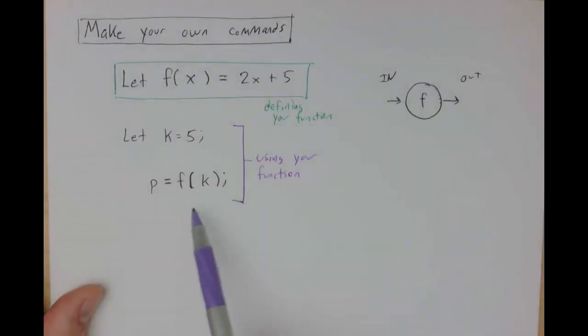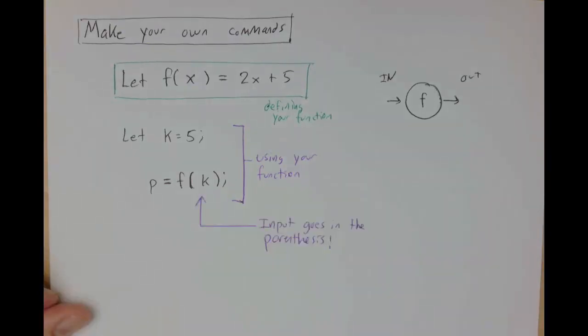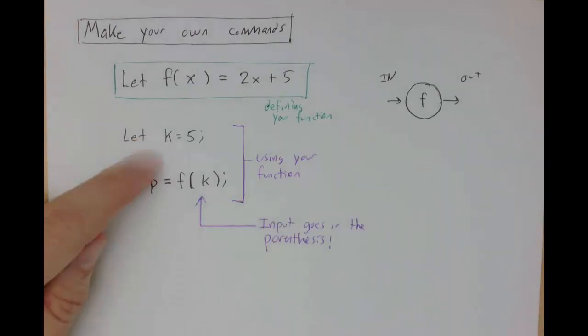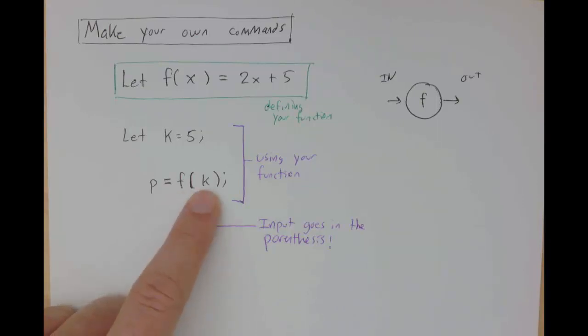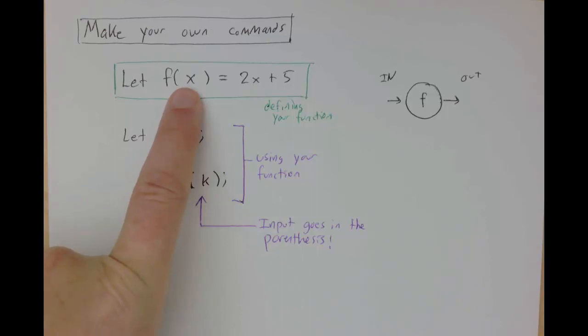So then down here, I'm going to use my function. I'll say let k be 5. And then here I'm taking my k value and I'm using it as an input to the f function. How do you know that k is the input and not p? It has to do with the position that k appears in. So you already know that whatever you put inside the parentheses, that's intended to be the input value for your function. So whatever you put in here, that's the value that's going to count as your x value.